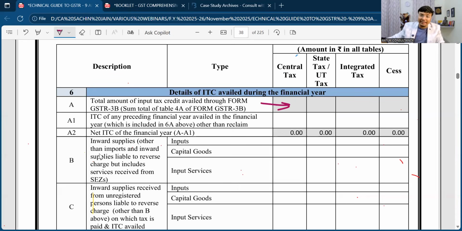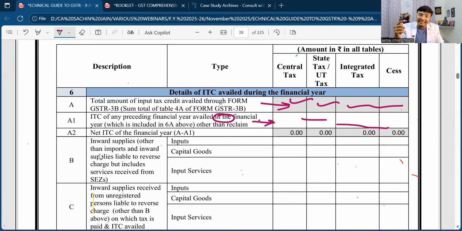Total amount of input tax credit as per GSTR-3B will be auto-populated, basically that 5 lakh is also included because you have claimed it in your GSTR 3B return. So that 5 lakh is included. So they have given an option: ITC of any preceding financial year which is claimed in the particular financial year. That is, in financial year 2024-25, if you have claimed the input tax credit related to 23-24, in that case you have to show it here.